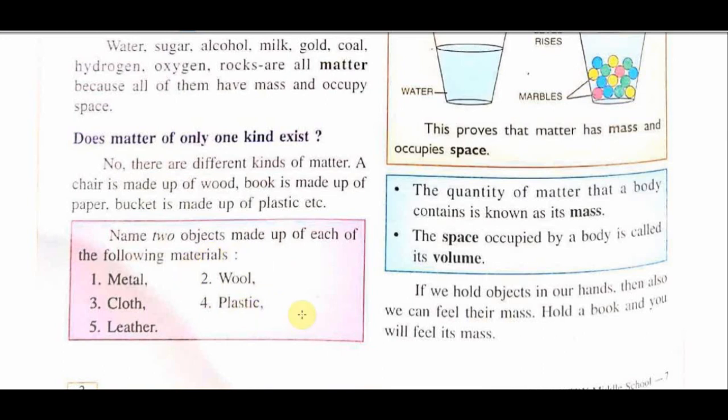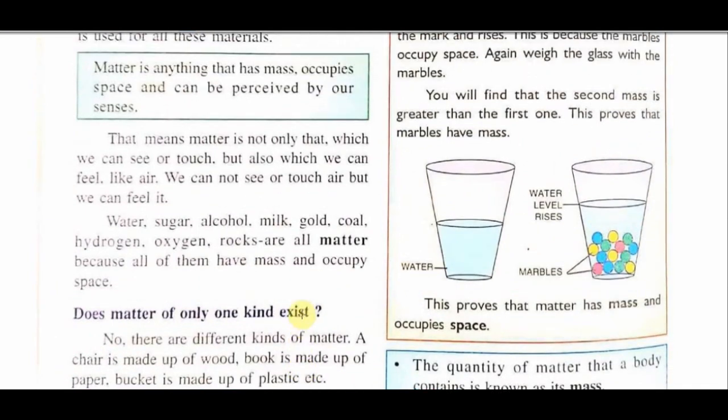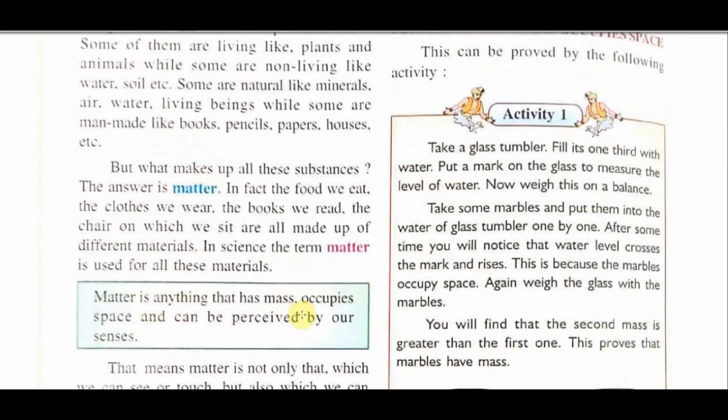Now students, we will go to activity number 1. Please check the right hand side of the screen. This is activity number 1. Take a glass tumbler, fill one third of it with water, and put a mark on the glass to measure the level of water. Now weigh this on a balance. It means we will take the measurement of mass.